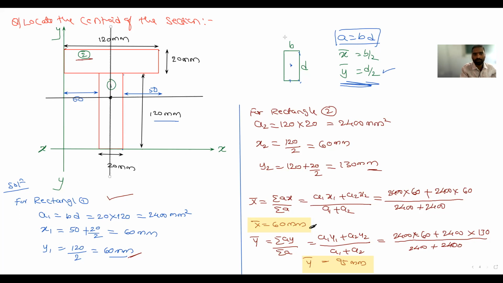Okay, so now you can write its names. This is x or x dash, this is y or y dash. You can write the names, and this point is denoted by the letter G. Now you can write from here to here it is 60, and from here to here it is 95. You can write like that also. So this is x bar, this is y bar. Now I will erase this one and this one. Okay, not necessary.